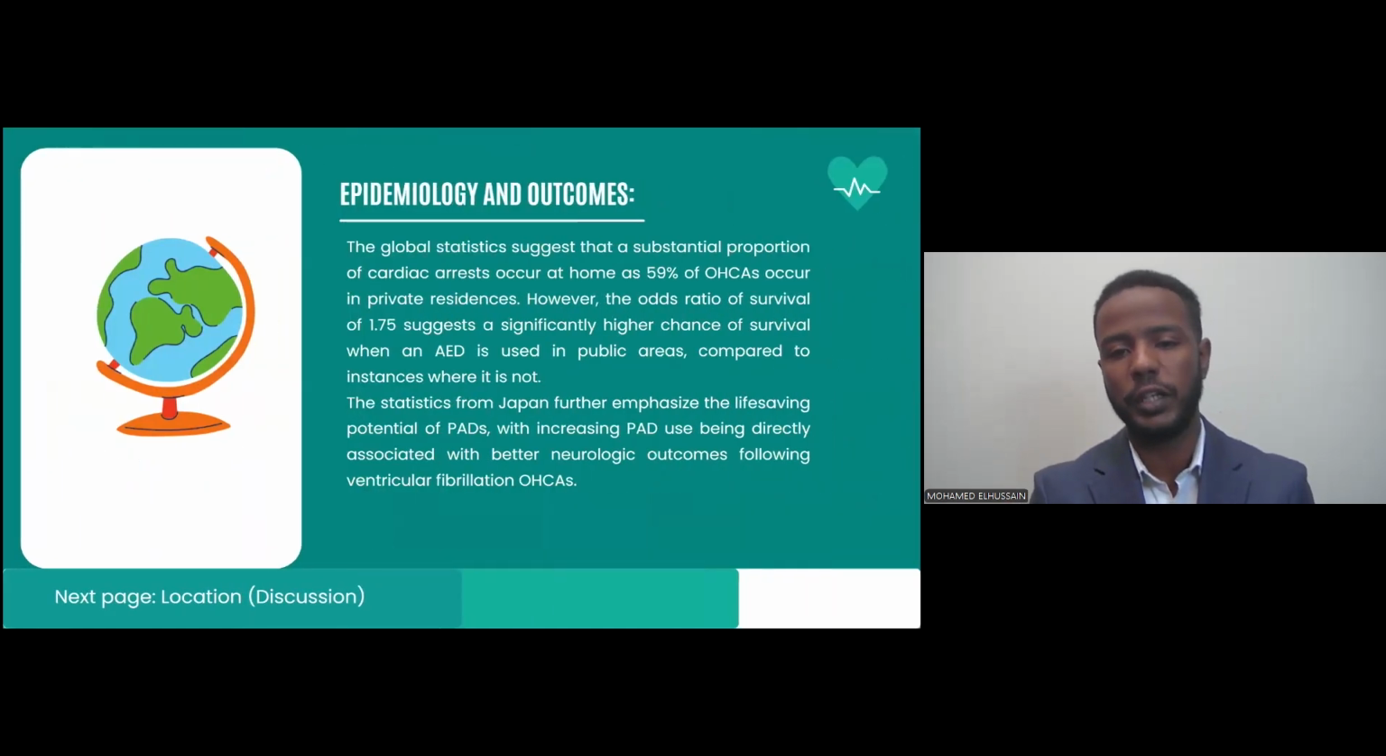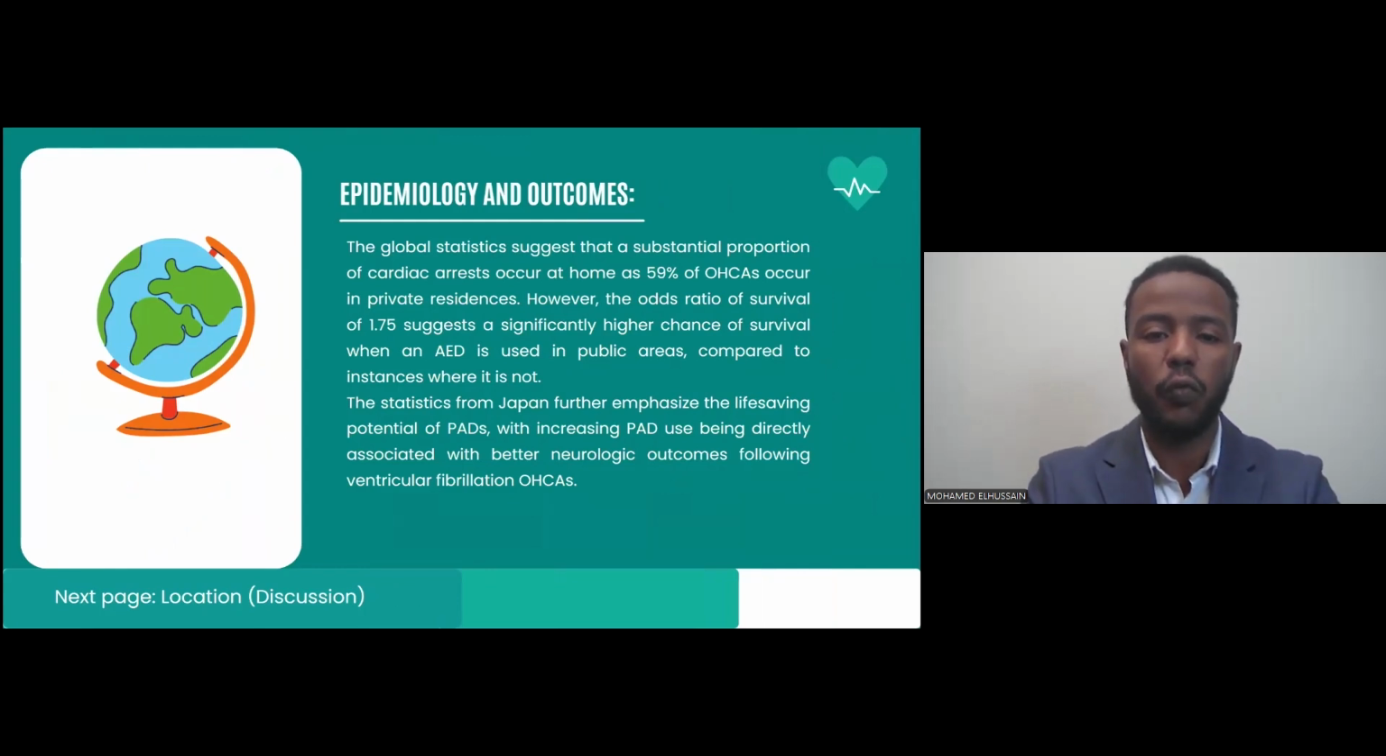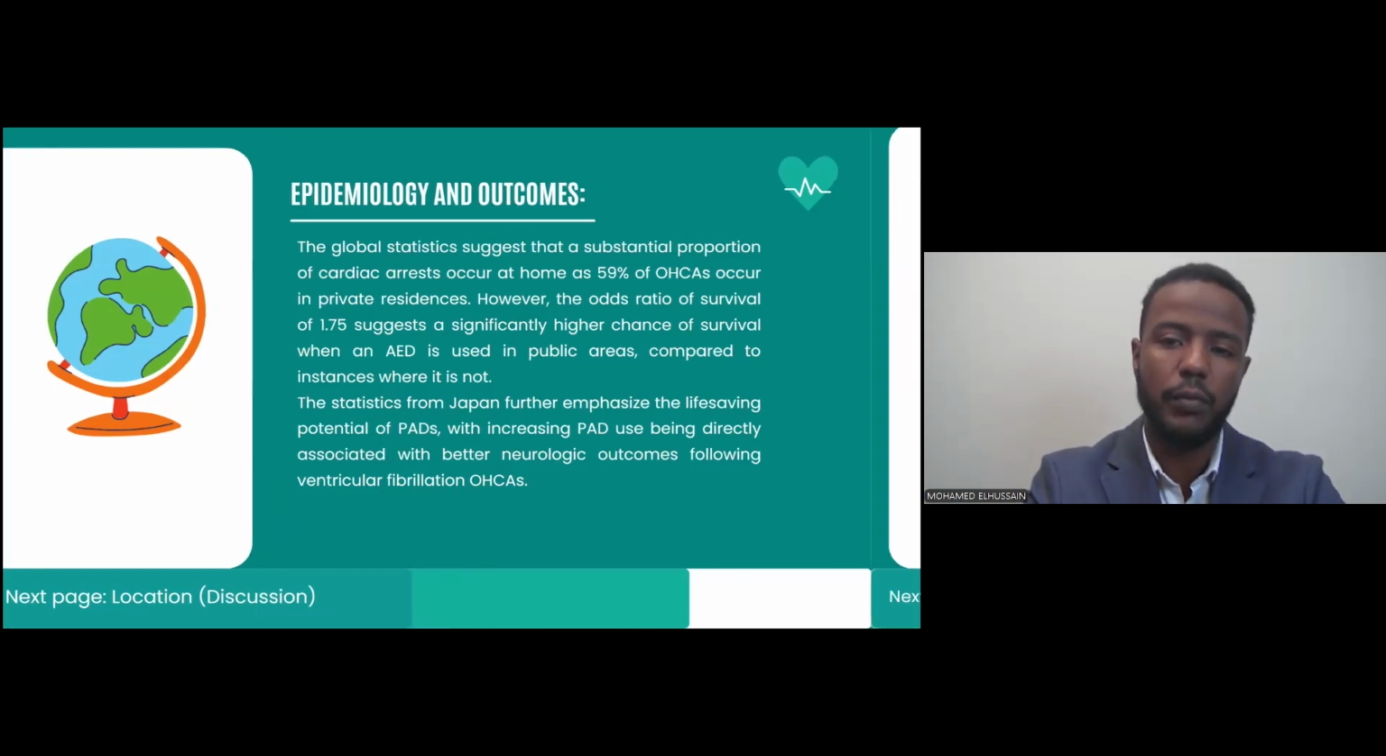Starting with the epidemiology, the global statistics suggest that a substantial portion of cardiac arrest occurs at home, with 59% of out-of-hospital cardiac arrests occurring in private residences. However, the odds ratio of survival of 1.75 suggests significantly higher chances of survival when an AED is used in public areas compared to instances where it's not. Also, the statistics from Japan further emphasize the life-saving potential of public access defibrillators, with increasing PAD use being directly associated with better neurological outcome following ventricular fibrillation out-of-hospital cardiac arrest.